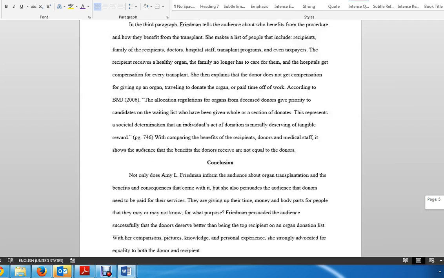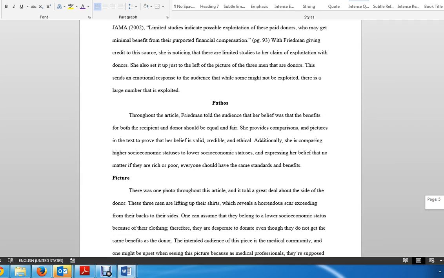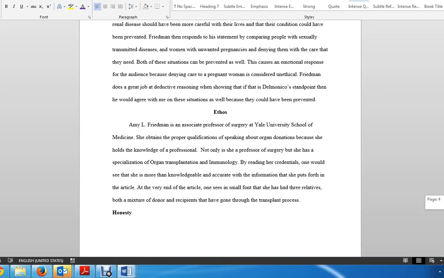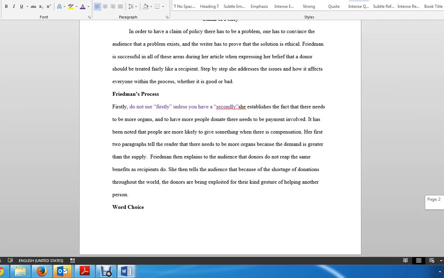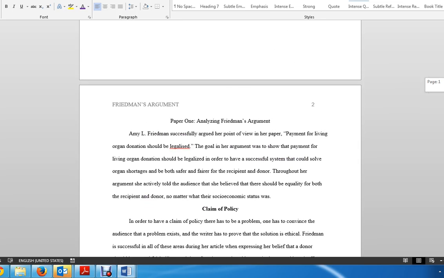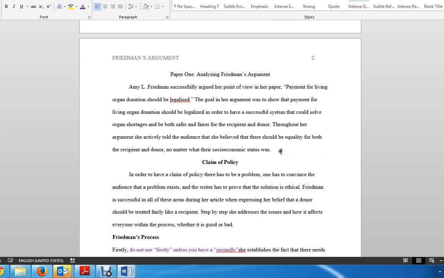Okay, a few other things about your paper, just some little things before I get into more specific things. Don't use firstly unless you're going to use secondly. Your introductory paragraph needs to state what journal the article is from. Also, you say that she successfully argued her point. That's okay. I would have liked something a little stronger than that, but you need to say how. You need to say through her rhetorical strategies or through her use of writing techniques or something like that, because that's the all-encompassing thesis statement that I was asking for.